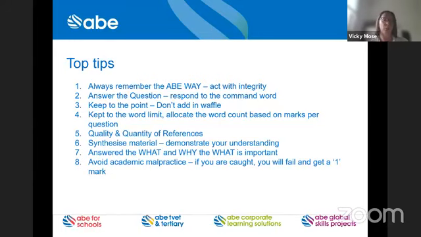And then last of all, avoid academic malpractice. If you're caught doing this, and you will get caught doing this because we have a really, really good and robust system in place, you will fail and you will get a 1 mark. Your centre will have some set rules around this. Should you get caught with academic malpractice on more than one occasion, your centre may not allow you to finish a qualification and may sanction you for that. So just avoid this at all costs. We don't want anybody getting caught out by academic malpractice.